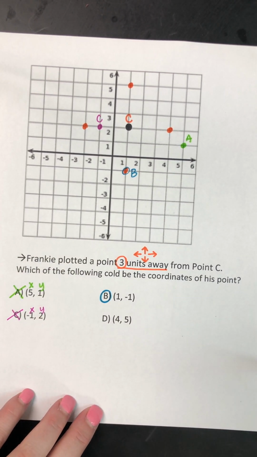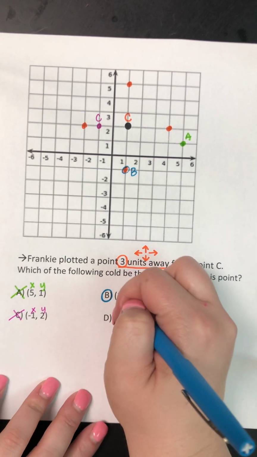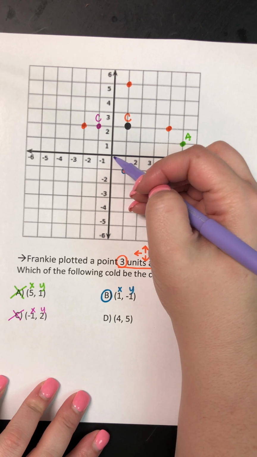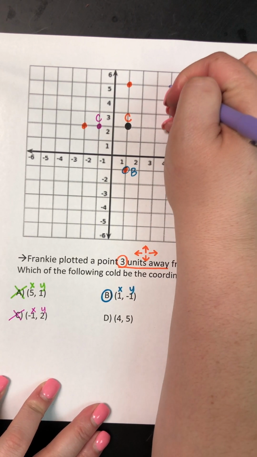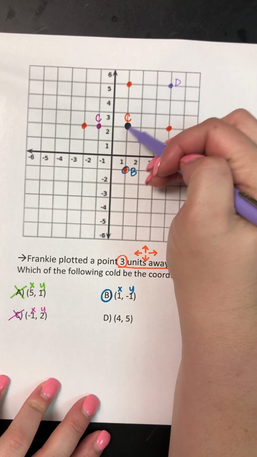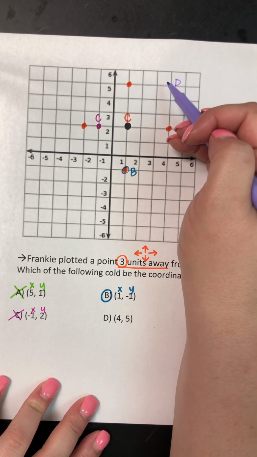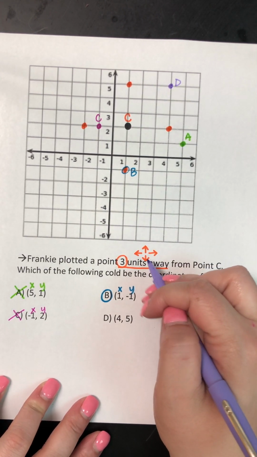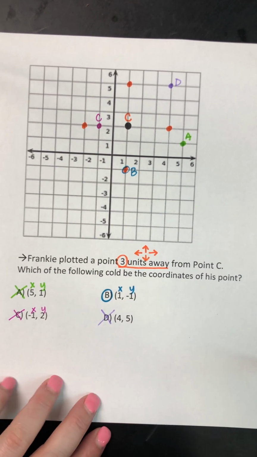Okay, and then my last one, D, says +4, +5. So I'm gonna start at 0, 0. I'm gonna walk +4, and I'm gonna take the elevator up to +5. Okay, and that is point D. So again, we cannot move diagonally. So even though this looks like it is 3 blocks away, it can't be because it has to be straight up, straight down, straight left, or straight right. Okay, so the best answer for this question will be point B.